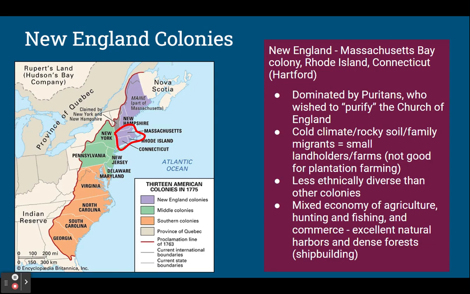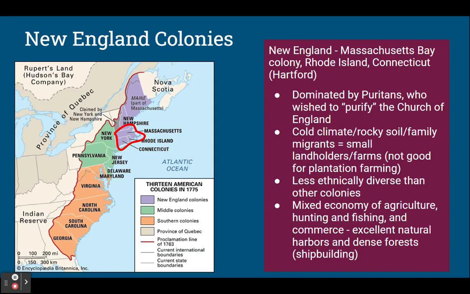And part of that is because, again, the soil was very rocky. It wasn't as appealing to non-British settlers. And the Puritans were really dominant there, so they weren't as tolerant as other religions, even other Protestant religions. So that was pretty unappealing to a lot of people. So really, this area was a lot less ethnically diverse.